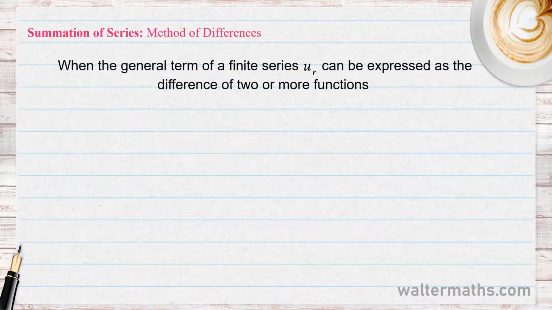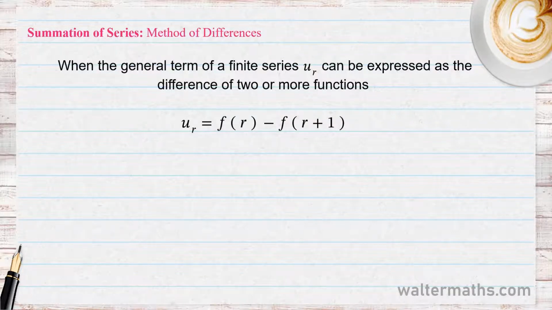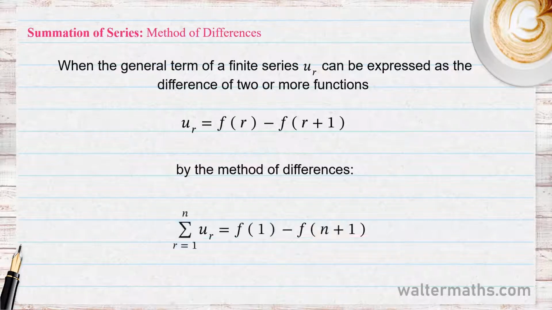So in general, when the general term of a series can be expressed as the difference between two functions, then the method of differences gives the summation from r is equal to 1 up to n of the form u sub r being equal to f of 1 minus f of n plus 1.